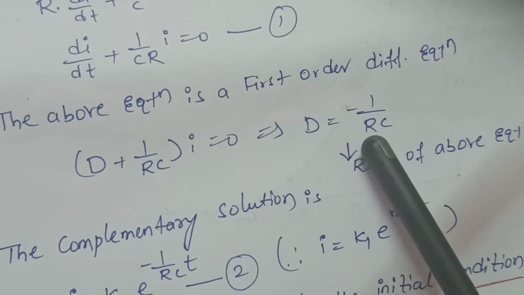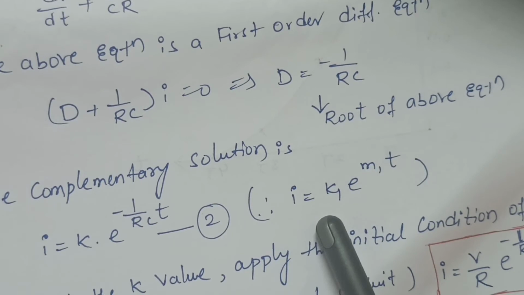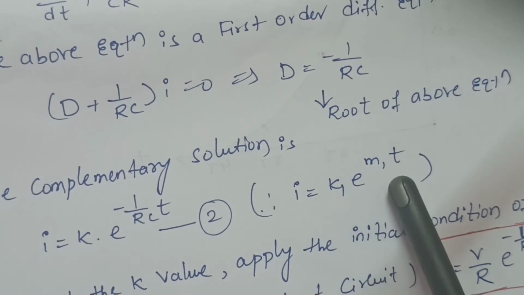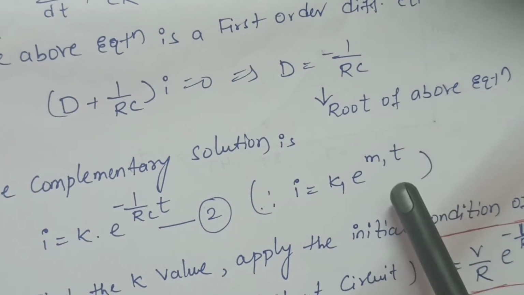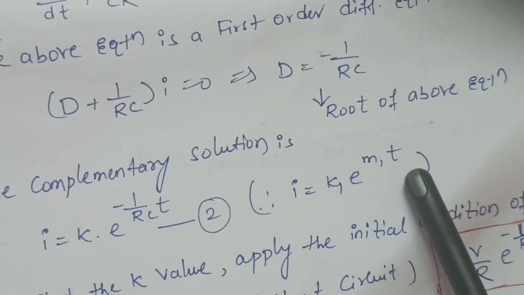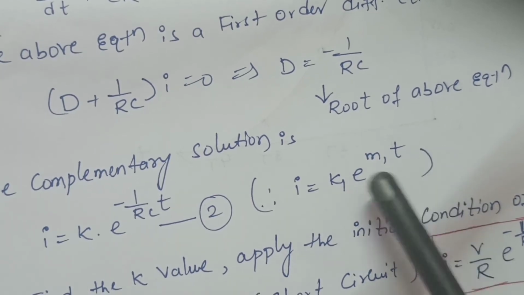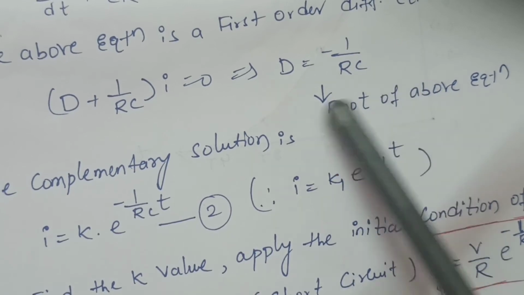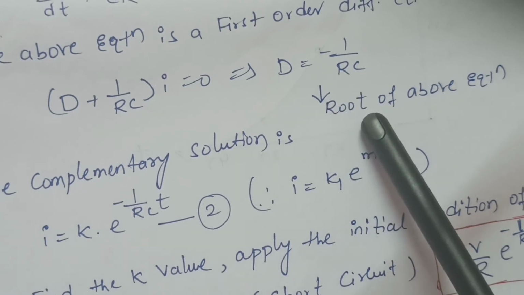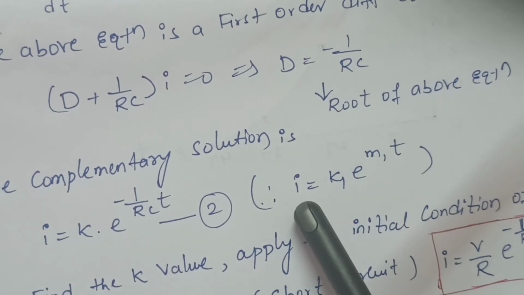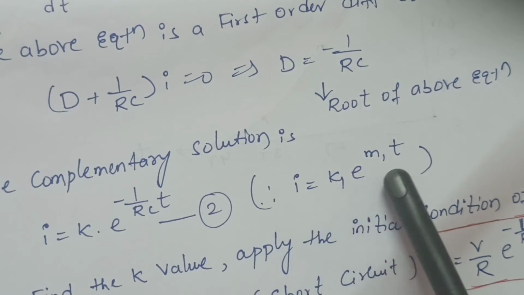If you are taking one root, the general solution, the complementary function, is I equal to k1 into exponential of m1t. For one root. If you are taking another root, simply you have to add k2 into exponential of m2t, if you are getting two roots. But in this first order equation our order is 1, so our root is also 1. The complementary function or response is I equal to k1 into exponential of m1t.